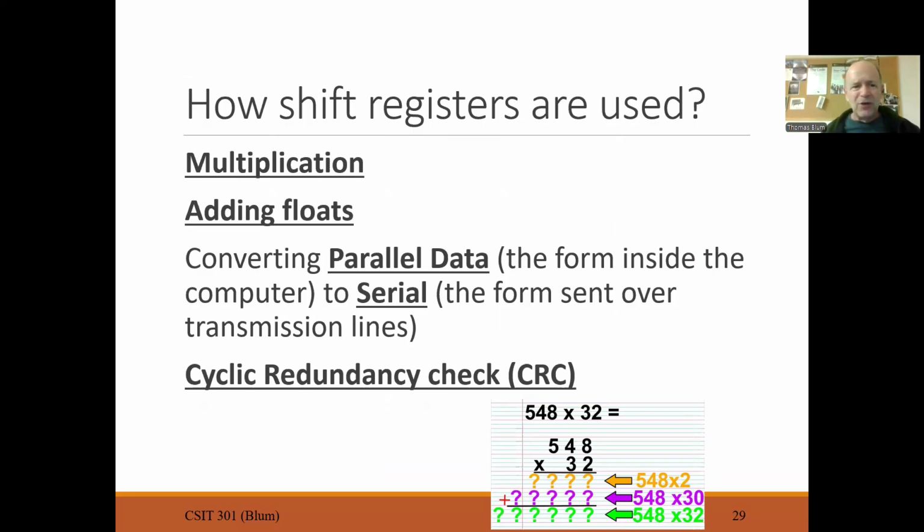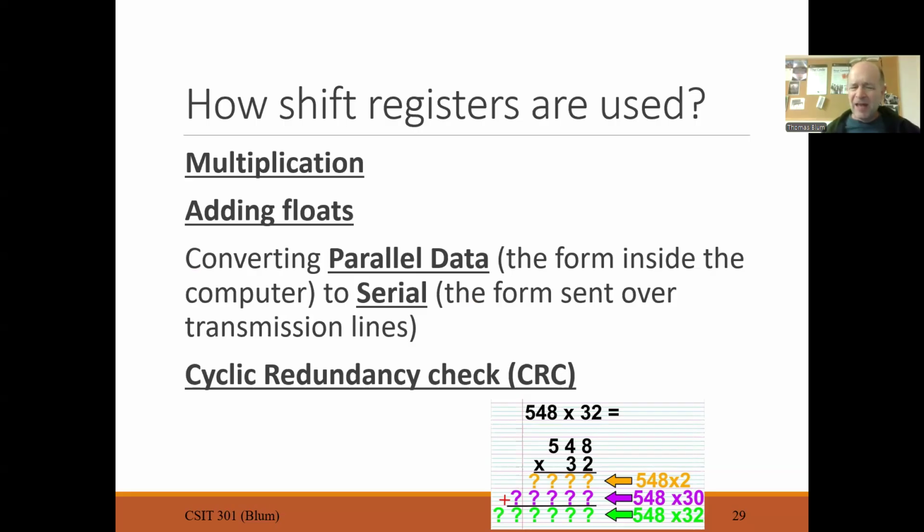It comes in when you add floating point numbers. You have to get the exponents of 2 floats you want to add to be the same, and you're going to have to shift your mantissas to compensate for changing the exponents. If you have parallel data and you want to move it into serial, or if you have data coming in serial and you want to move it out in parallel, shift registers come in.